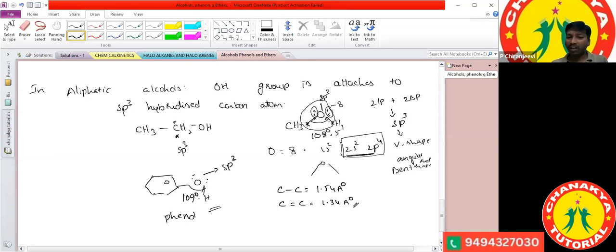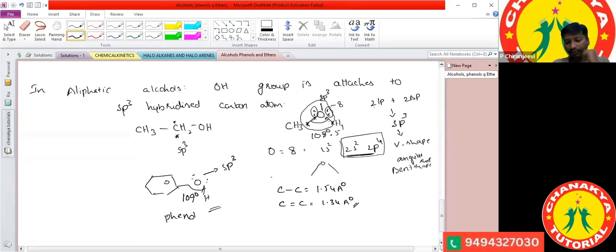But what is the shape of alcohols and phenols? The shape is V shape, angular shape, or bent shape, we can call it. Okay, the shape we have here is V shape, angular shape or bent shape.